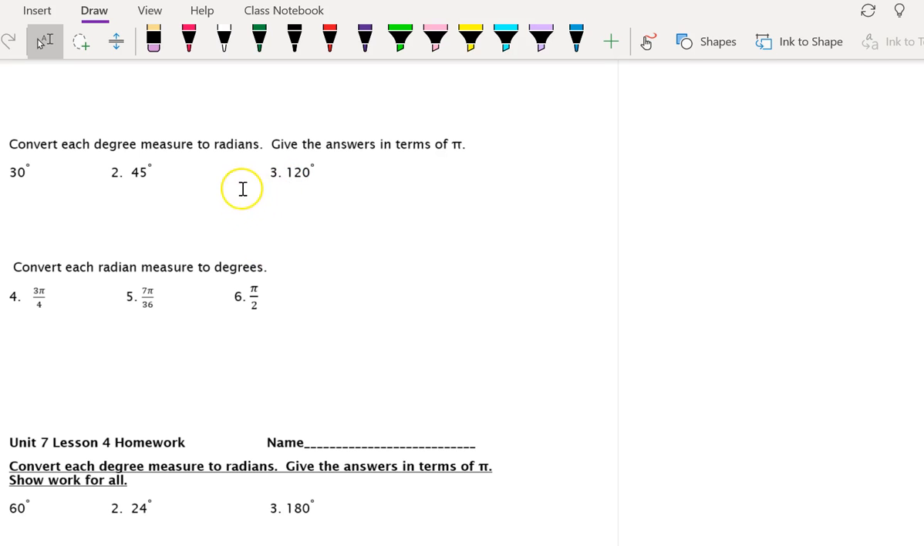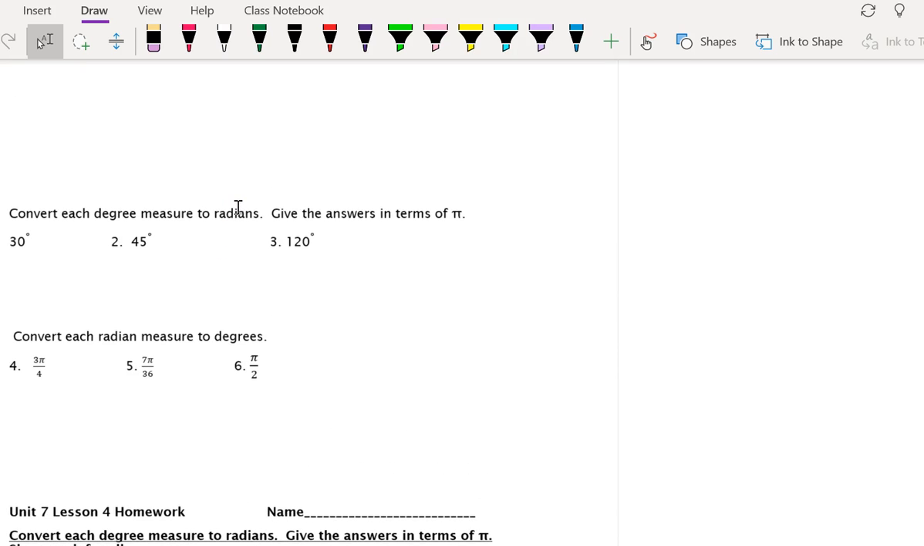Okay, so then convert each degree measure to radians. Give your answers in terms of pi. This is it for our lesson. So we're going to take 30 degrees and convert that into radians. Since I want the degrees to cancel, degrees goes in the bottom. So I'm going to do 30 degrees times pi over 180.